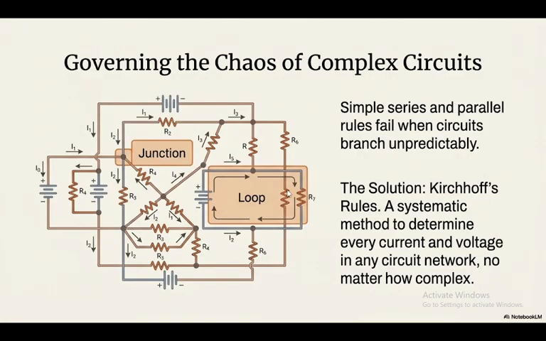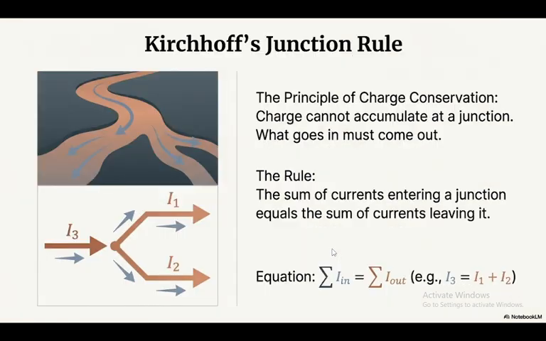Governing the chaos of complex circuits. Simple series and parallel rules fail when circuits branch unpredictably. The solution: Kirchhoff's rules, a systematic method to determine every current and voltage in any circuit network, no matter how complex. Kirchhoff's junction rule, the principle of charge conservation. Charge cannot accumulate at a junction.